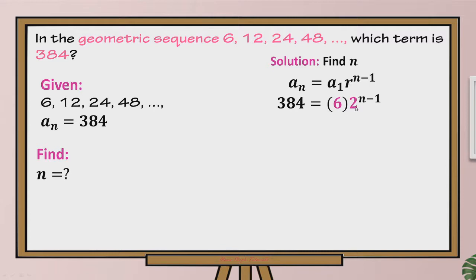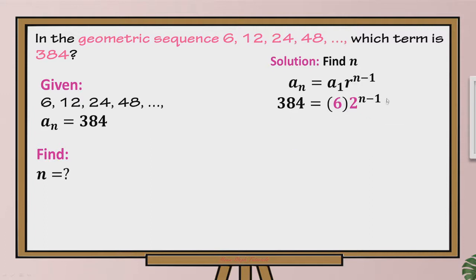Again, paano kinuha si common ratio? 12 divided by 6 is 2. 24 divided by 12, 2 pa rin. 48 divided by 24, 2 pa rin. And then, unknown naman si n, and then minus 1.